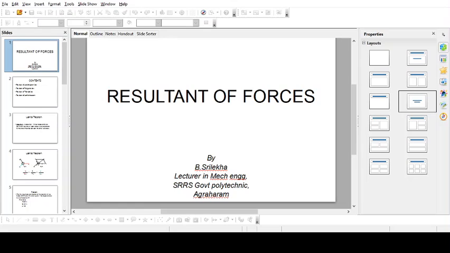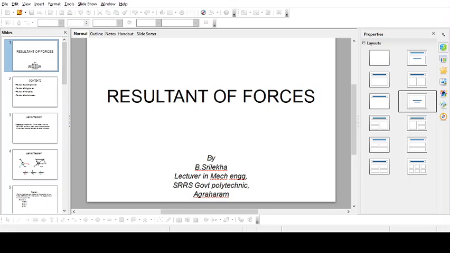So let us discuss some problems related to the parallelogram law and also Lame's theorem today. Let us go through this. Find the magnitude and direction of the resultant of two forces of 80 newtons and 40 newtons acting at a point if the angle between the two forces is 45 degrees.